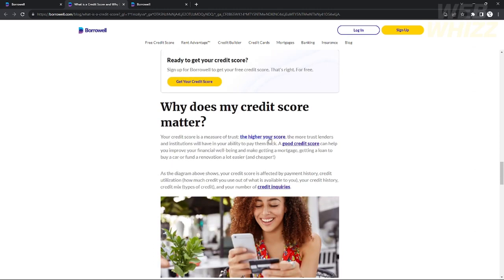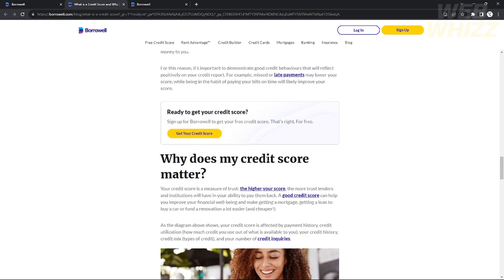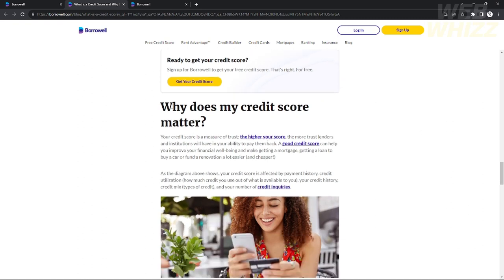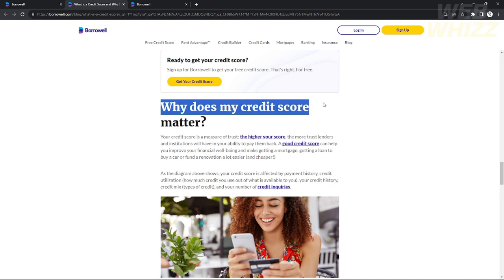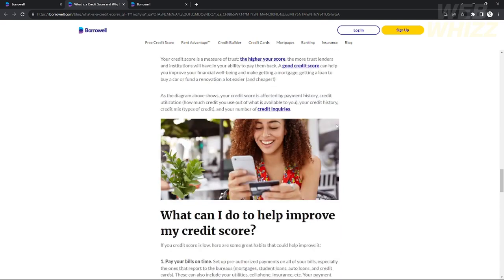Your credit score is the measure of trust. That is basically the definition of your credit score. The higher your score, the more trust lenders and institutions will have in your ability to pay them back. So a good credit score can help you improve your financial well-being, and it helps you get a mortgage, a car loan, or a renovation of your house provided by different institutions that trust your credit score. So that's the importance of your credit score.